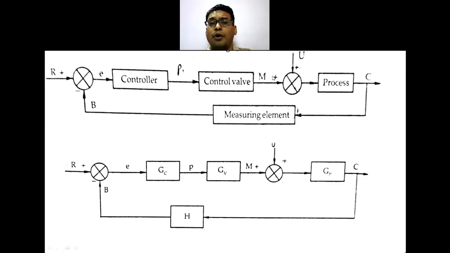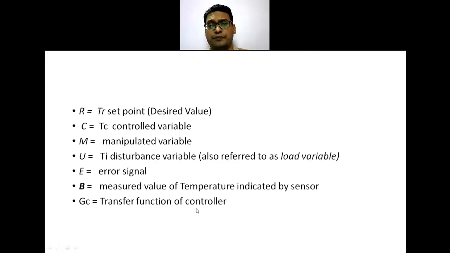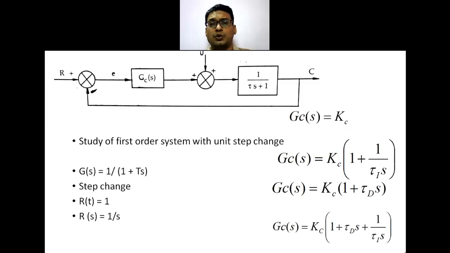So in a block diagram incorporating the transfer function, I can write GC for the transfer function of the controller, GV the transfer function of the control valve, GP the transfer function of the process, and H is the transfer function of a measuring element. So all these are my values. Now I have reduced the block diagram by eliminating the control valve and the measuring element. This is for simplicity to study the response.